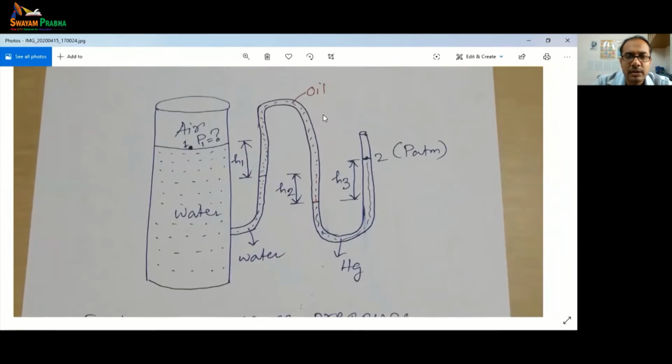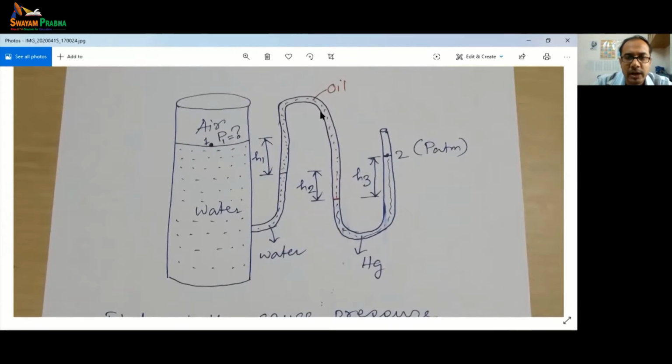Now you can look at this picture where this multi-fluid manometer is depicted. On your left hand side, please again follow my cursor on the screen, you are seeing a tank which is closed from all directions, which contains water partially, and on top of that air is entrapped. The air pressure here is the unknown, which we are trying to measure by all this elaborate arrangement.